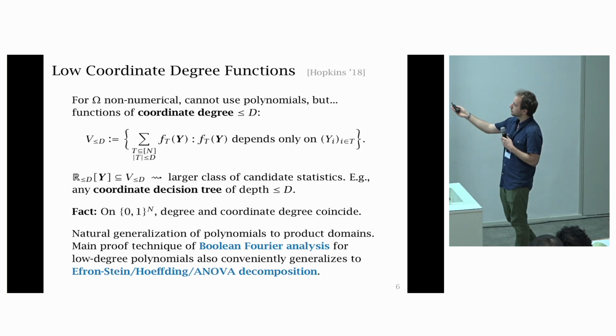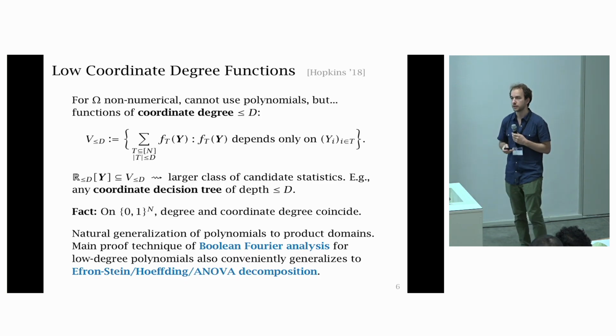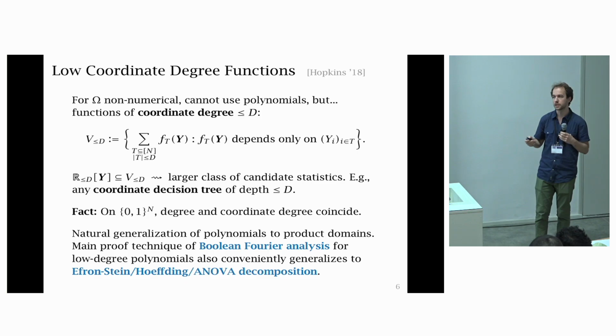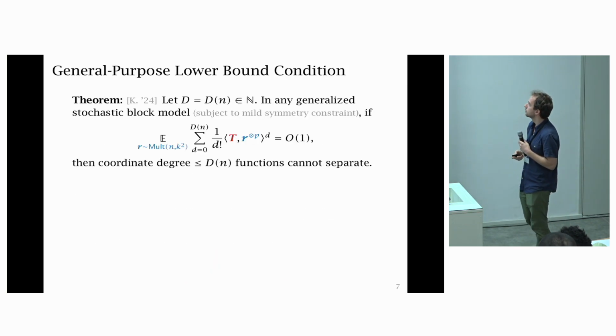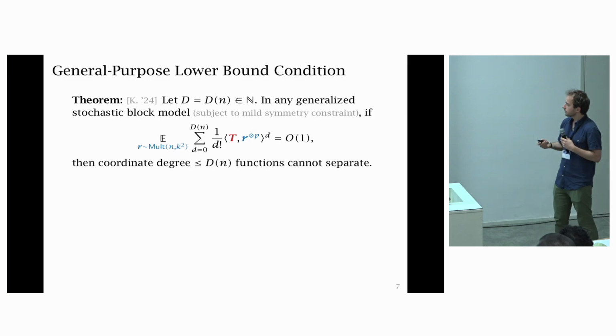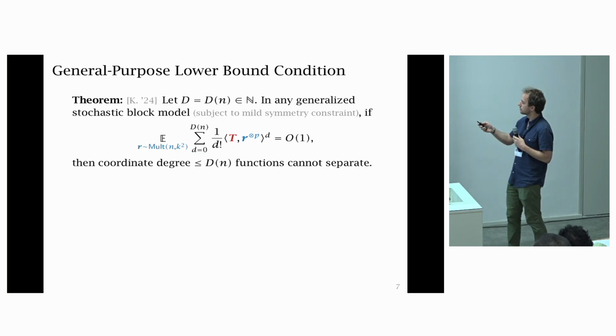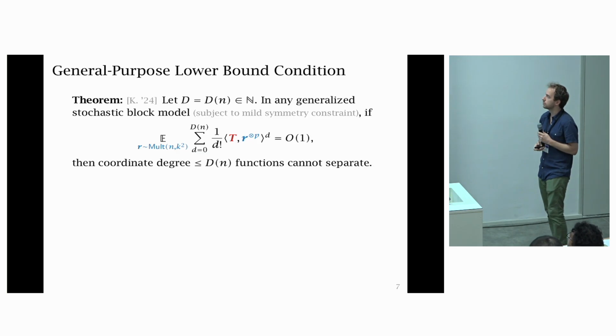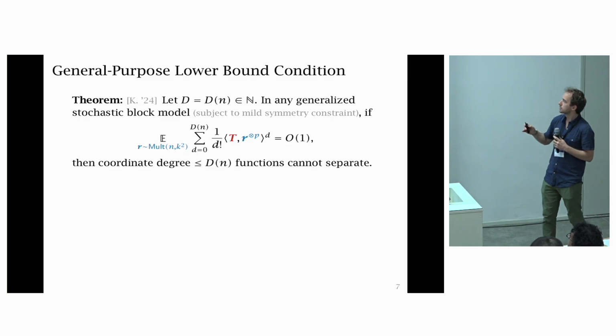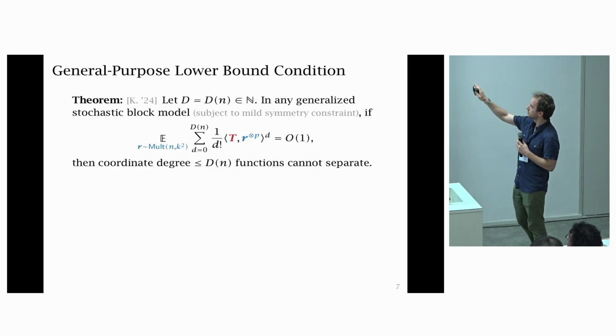And here, there turns out to be an analog of Boolean Fourier analysis for arbitrary product measures on any domain, and that's the main technique for what I'll tell you about. So the main result is this kind of condition that shows that low coordinate degree functions cannot separate two distributions. So don't read it, but just kind of touch it with your eyes.